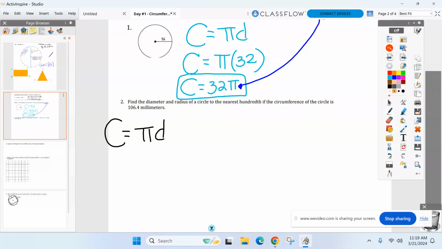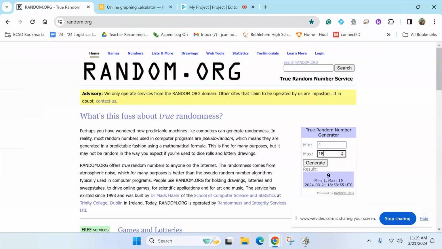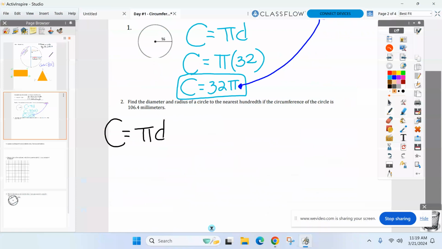Where's that 106.4 getting substituted in for? Haley, where are we substituting it in for? C. C, good job. 106.4 equals pi times d. Everyone keep in mind, pi is not a variable. It is an actual number. So the only variable up here is d.